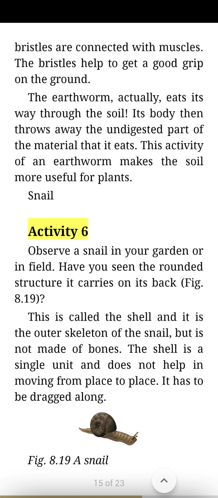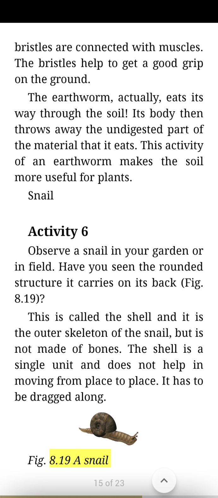Snail. Activity 6. Observe a snail in your garden or in field. Have you seen the rounded structure it carries on its back? Fig. 8.19. This is called the shell and it is the outer skeleton of the snail, but is not made of bones. The shell is a single unit and does not help in moving from place to place. It has to be dragged along.